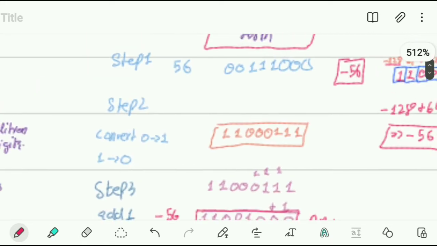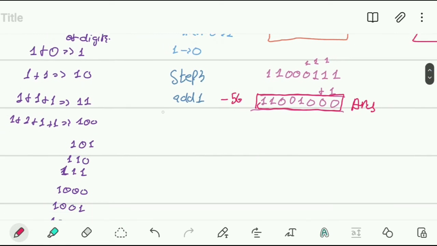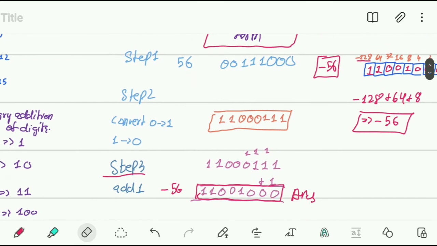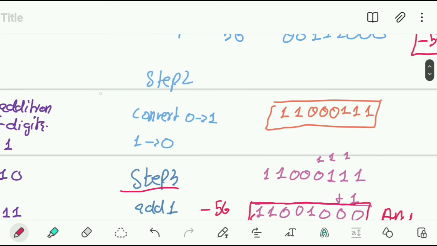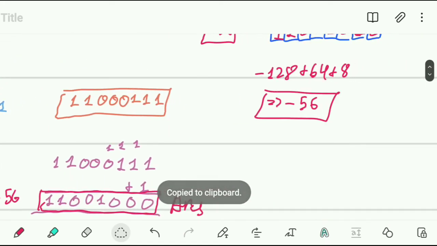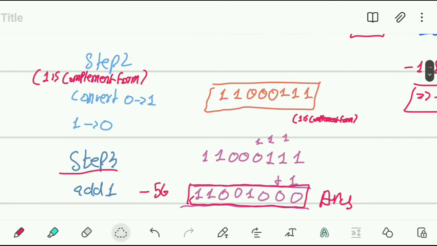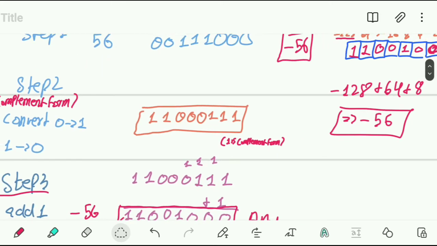And when the step 3 is 1's complement. Or wait, actually this is not complement form. The step 2 is 1's complement form. Okay, this is the 1's complement form. So this is how you do it. Inverting 0 to 1 or 1 to 0, just invert it, and there you go, you got this.